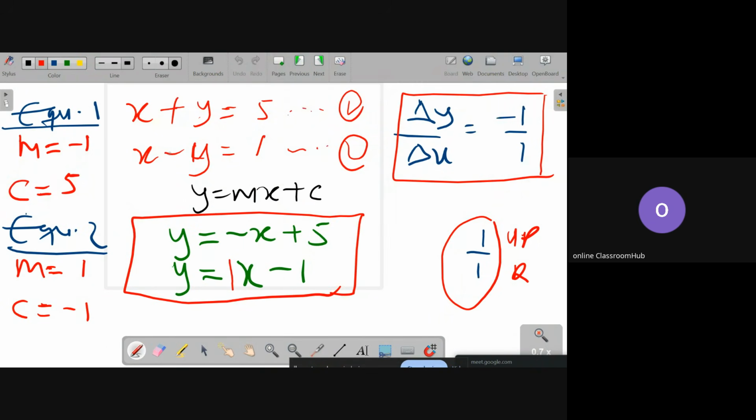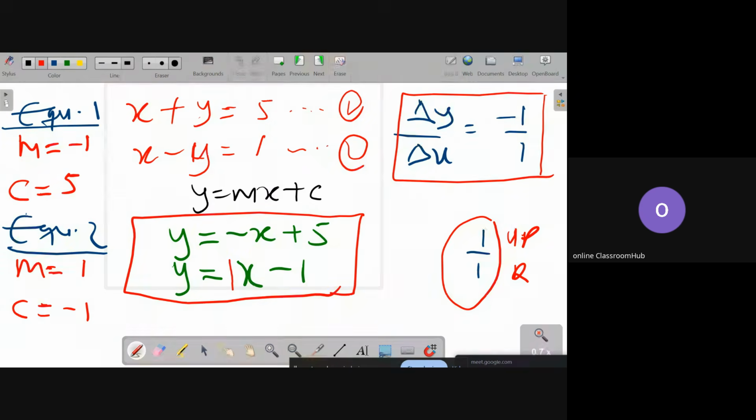Convert the equation to slope-intercept form. And slope-intercept, we have y is equal to mx plus c. That is the form. So change equation 1 to look like y is equal to mx plus c. That is, make y the subject. And when we did that, we have y is equal to negative x plus 5. So the m here is the coefficient of x. That is negative 1. Then equation 2, we made y the subject. We had y is equal to x minus 1.